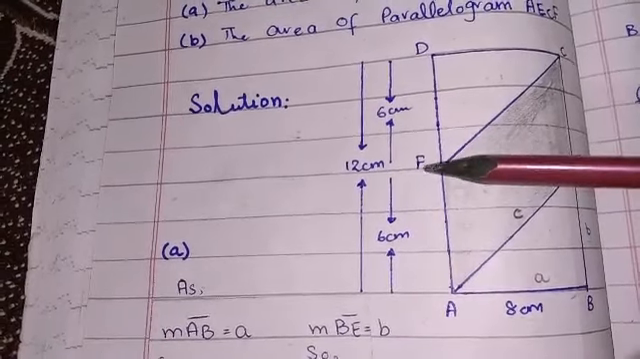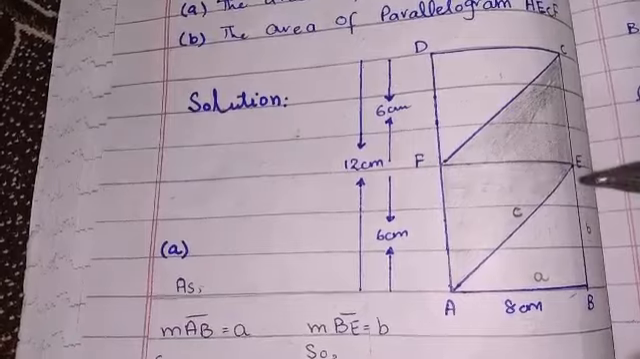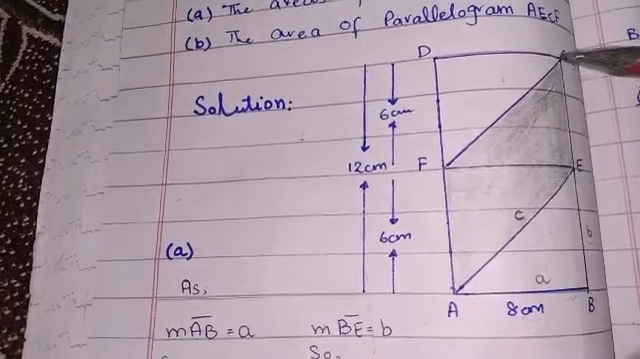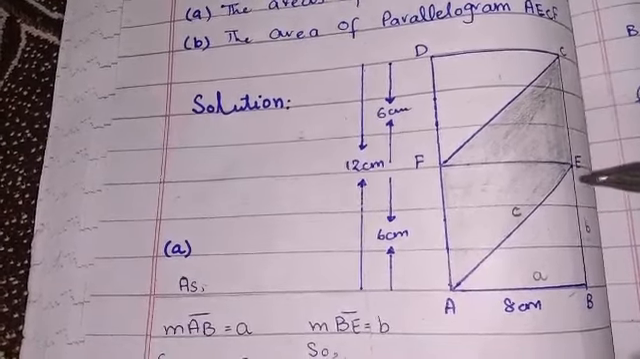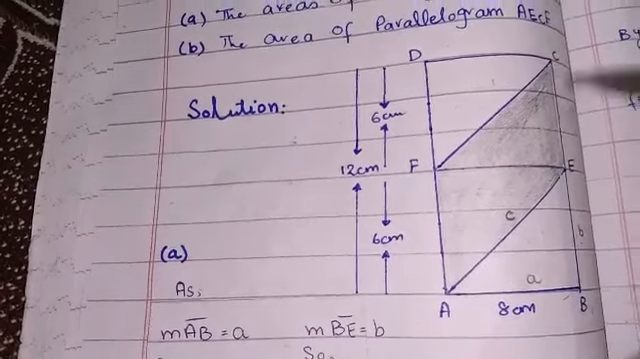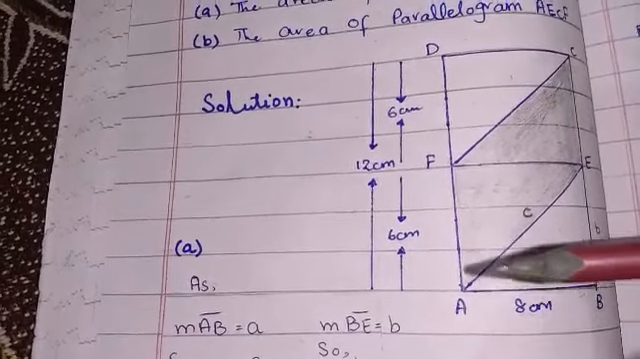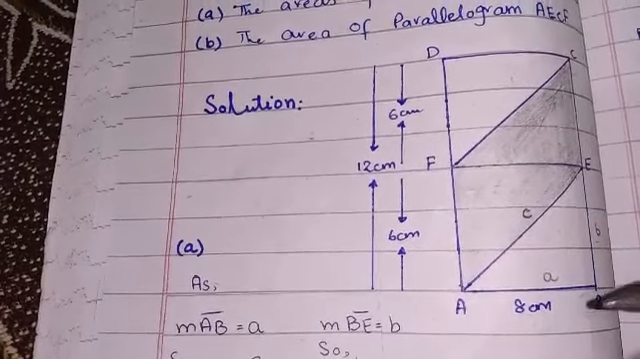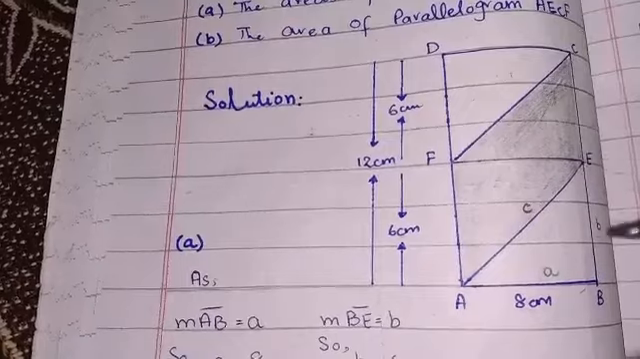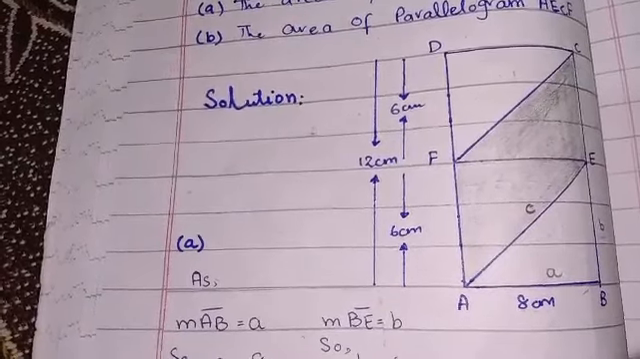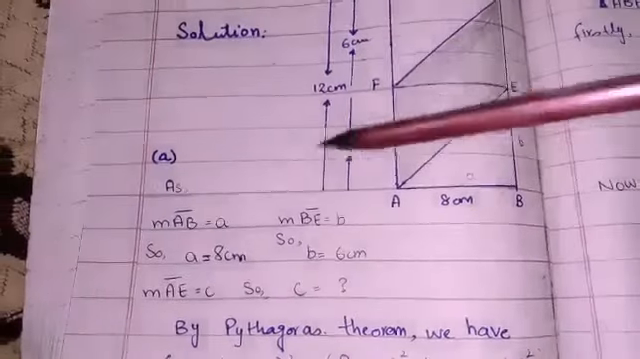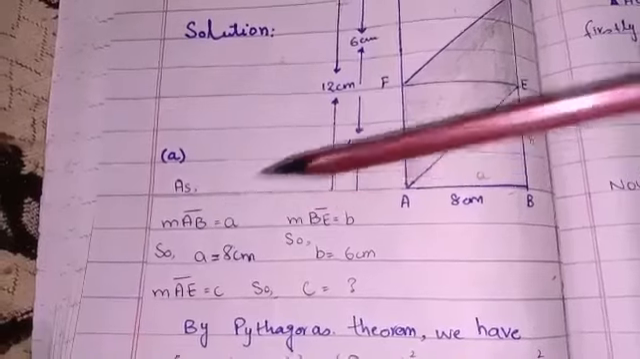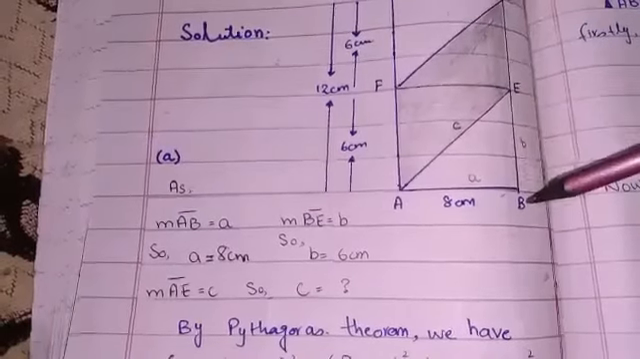Students, the total length of AD is 12 meter but F is the midpoint of AD. Here BC having total length of 12 meter and E is the midpoint of BC. If we talk about the length of AF, it will be 6 centimeter, as well as the length of BE is also 6 centimeter.